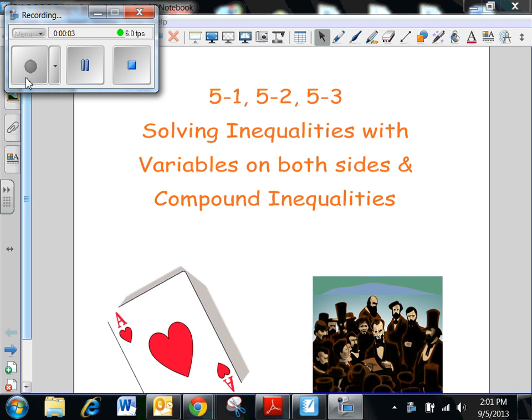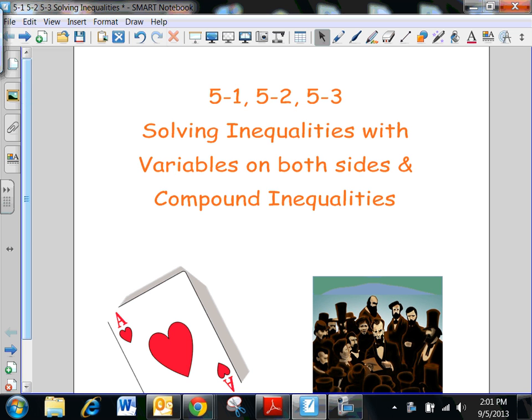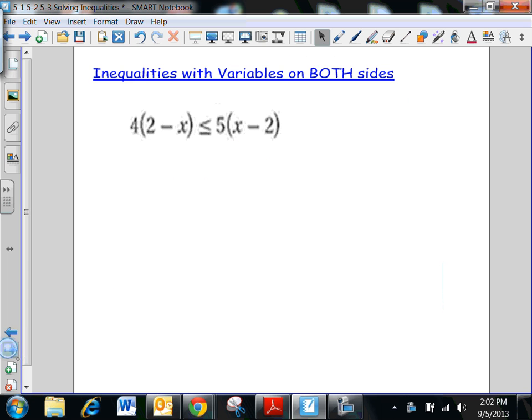Okay, the lesson for tonight, for 5-1, 5-2, and 5-3, all three of them, is solving inequalities with variables on both sides and compound inequalities. Okay, this is your first example, and this is just like when we did equations with variables on both sides. Now we're doing inequalities with variables on both sides.